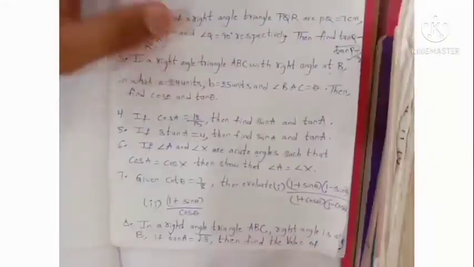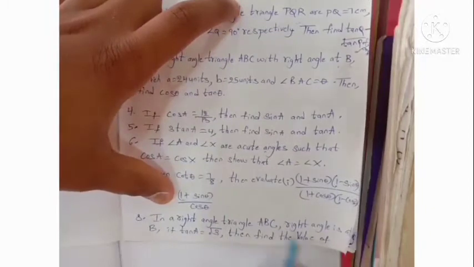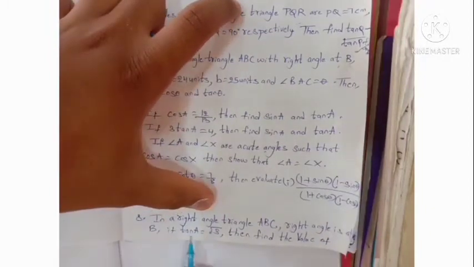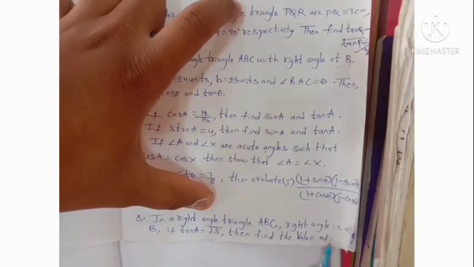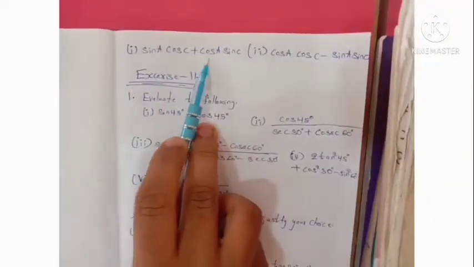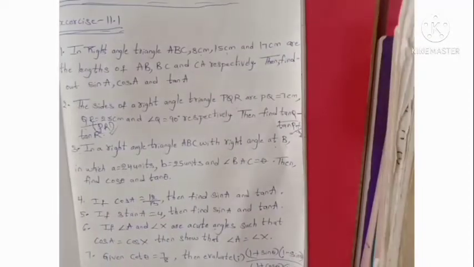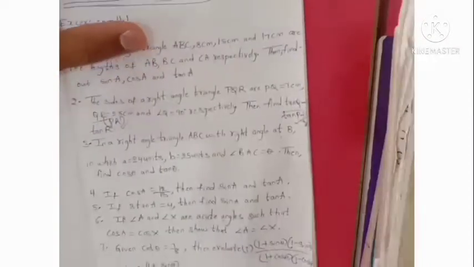Okay, next we see the next question. In a right angle triangle ABC, right angle is at B. If tan A is equal to root 3, then find the value of sin A cos C plus cos A sin C. Given right angle ABC, right angle is at B. If tan A is equal to root 3.